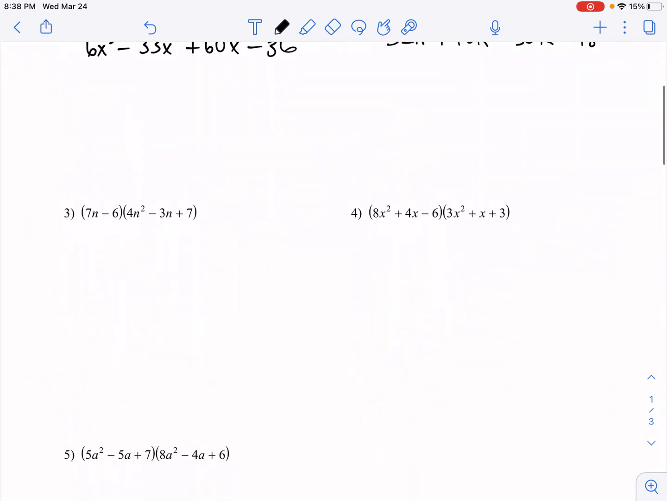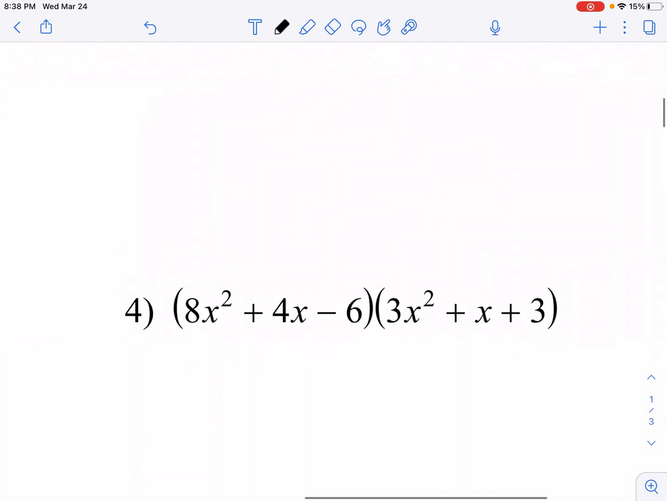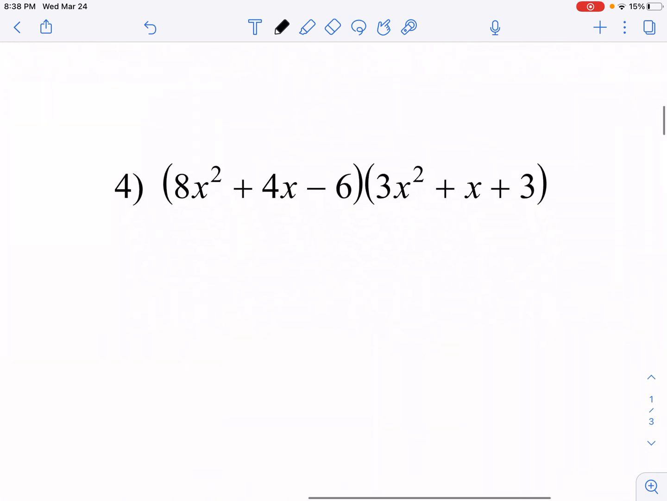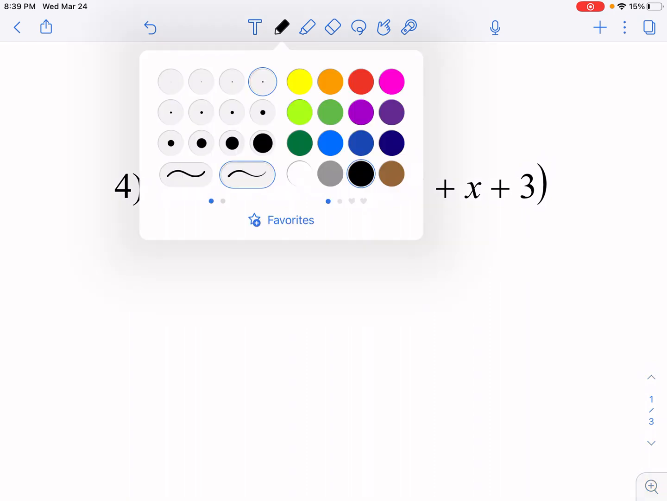Let's also look at an example of a trinomial by a trinomial. Okay, now this is like the big guy as far as what we're going to do. You could go further than that. There's no limit to how many terms we can multiply, but this is a pretty good stopping point as far as what we're multiplying. So let's color code this one again.